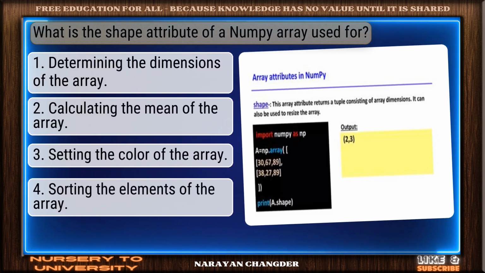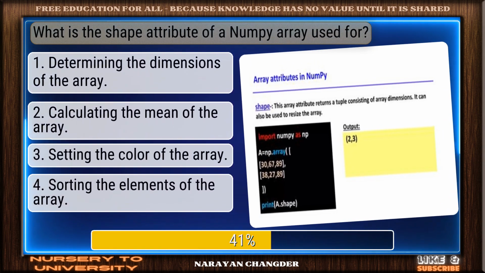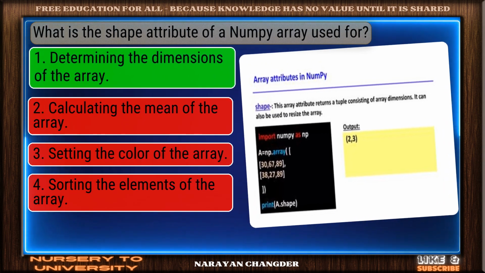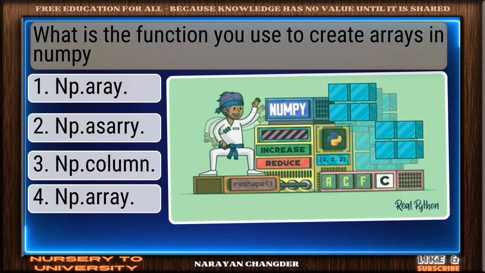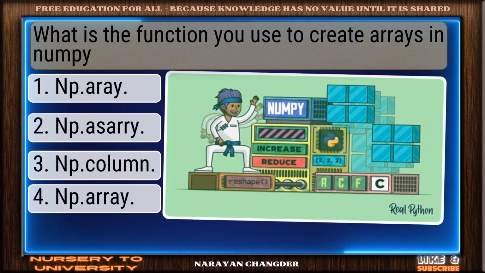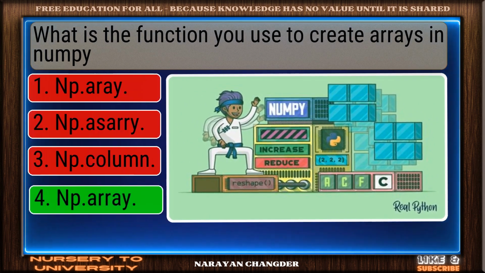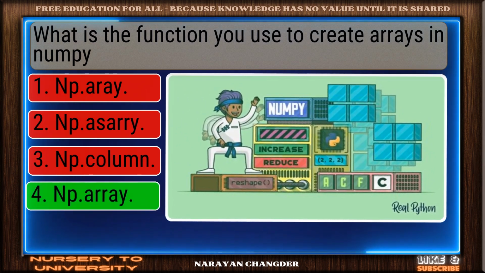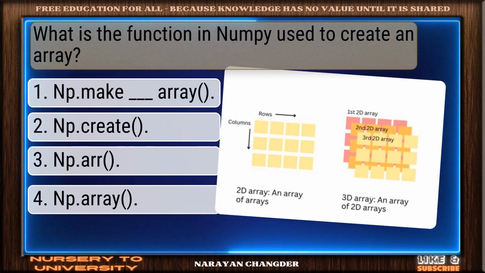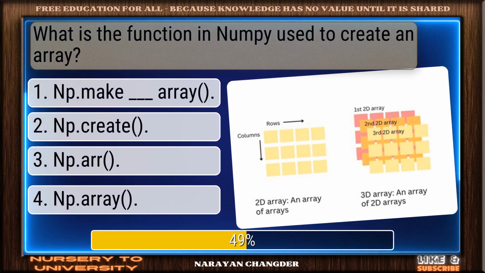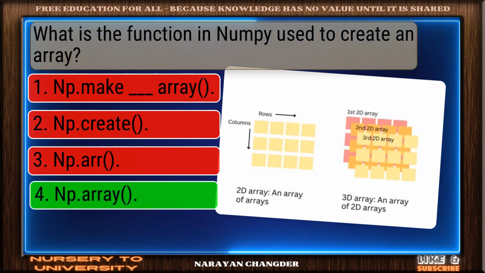Question number 17. What is the shape attribute of a Numpy array used for? On track. Determining the dimensions of the array is the correct answer. Question number 18. What is the function you use to create arrays in Numpy? You're right, np.array is the correct answer. Question number 19. What is the function in Numpy used to create an array? Exactly. np.array makes sense and it is the right choice.